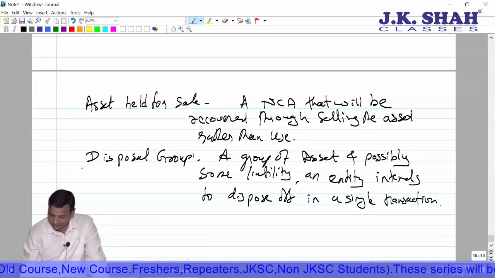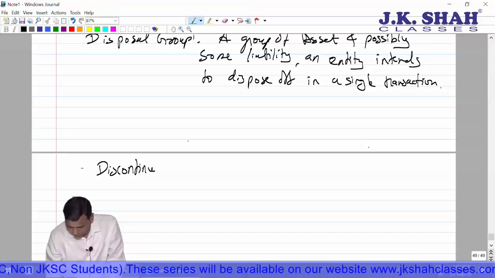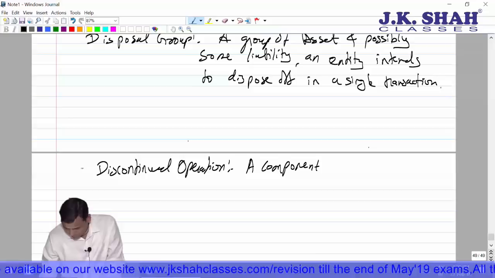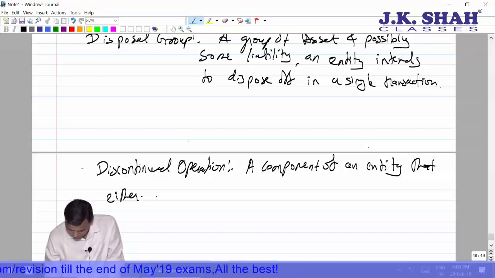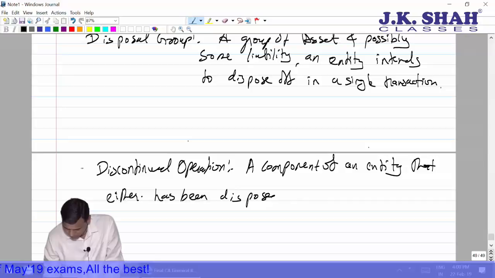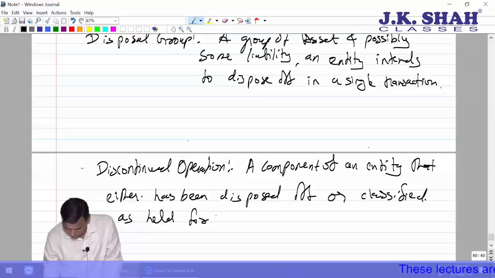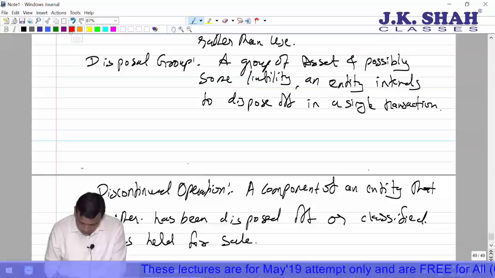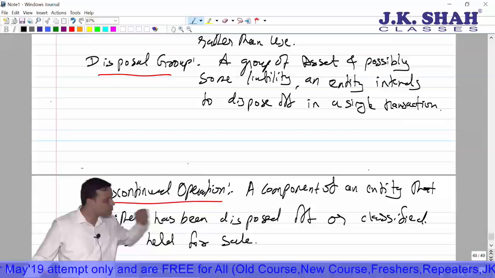Then I come upon discontinued operation. It's a component of an entity that either has been disposed of or classified as held for sale. If you look, you will find both of them look similar. Which two? Disposal group and discontinued operation. They seem to be the same thing. So what is the difference between these two, disposal group and discontinued operation?